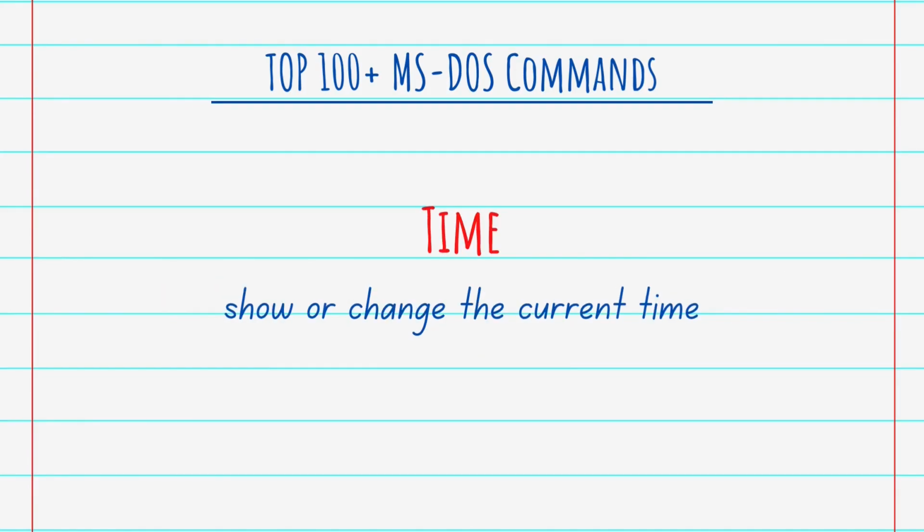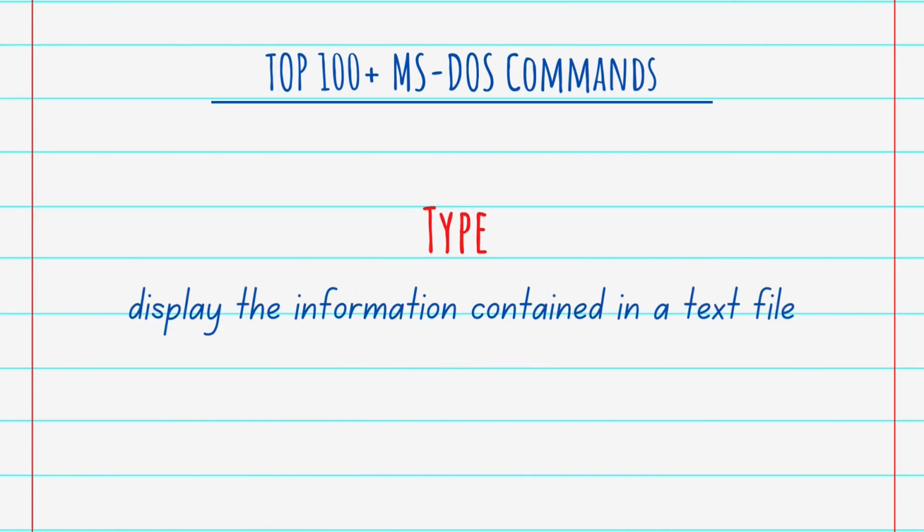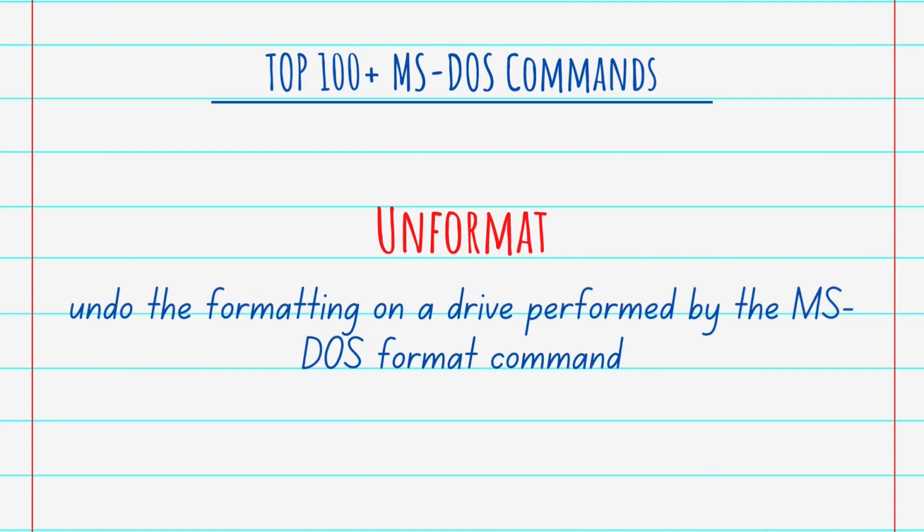Okay. Next is the time command. This command is used to show or change the current time. Tree command. This command is used to graphically display the folder structure of a specified drive or path. Next is the type command. The type command is used to display the information contained in a text file. Then next is the undelete command. This command is used to undo a delete performed with the MS-DOS delete command.